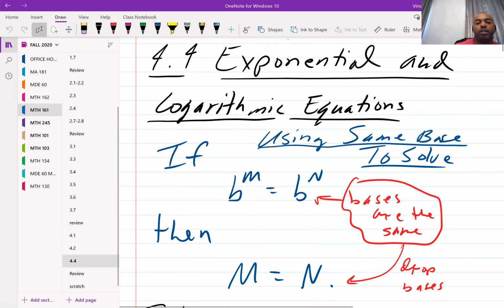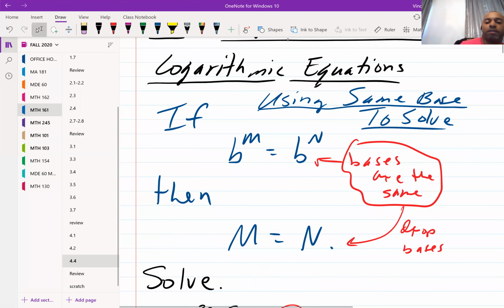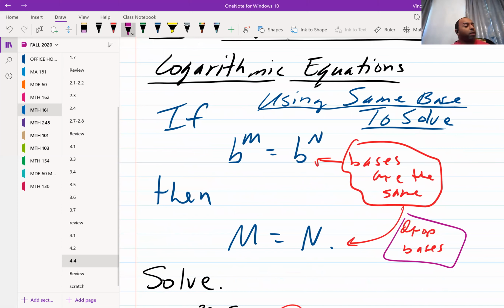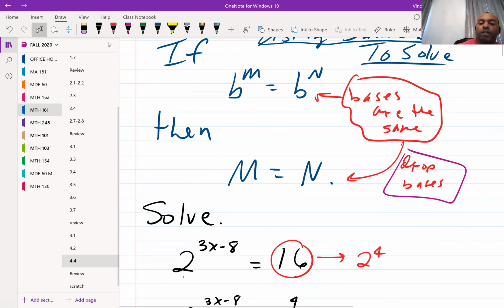So the first one we're looking at is using the same base to solve. If we have b to the m power equal to b to the n power, then I can drop the bases and be left with just the exponents to solve. That's what I said right here, drop the bases. So if I can manipulate the problem and have the same bases on both sides of my equal sign, I can drop the bases and I'll be left with the exponents, and I can just solve whatever is left from my exponents. All right.